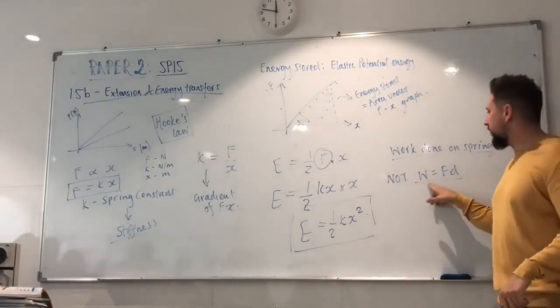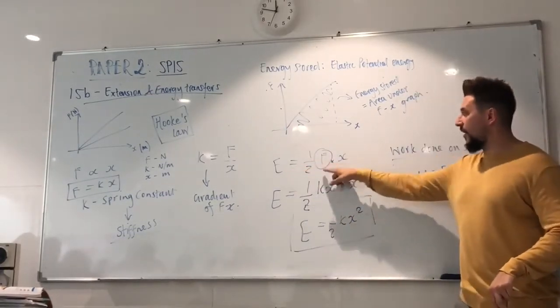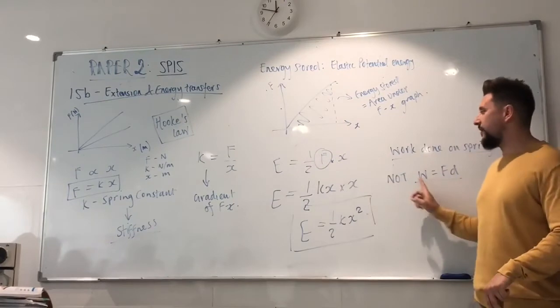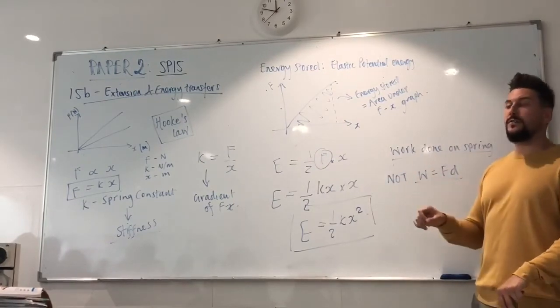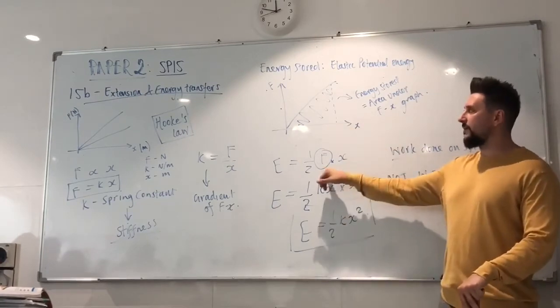So how come, if work done is force times distance, and this equation is half force times distance, why is there a half in this and not in this? What's the difference between general work done, force times distance, and doing work on a spring?